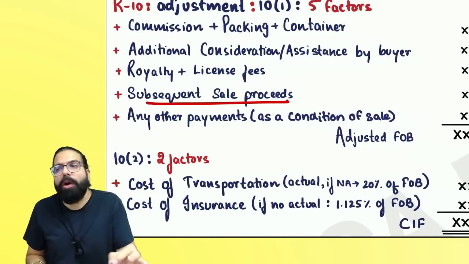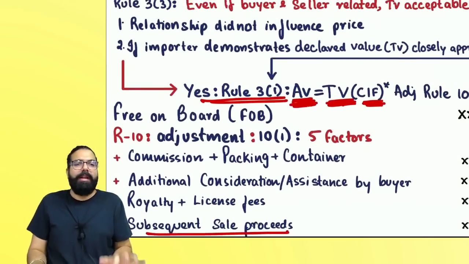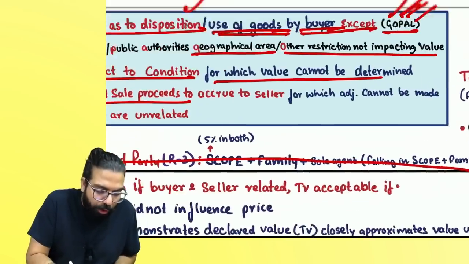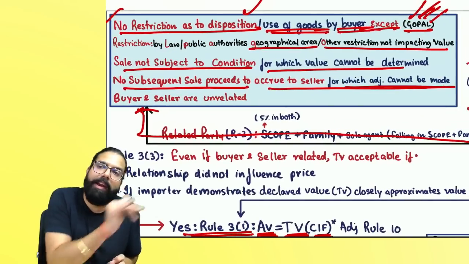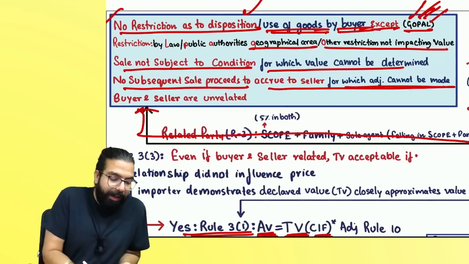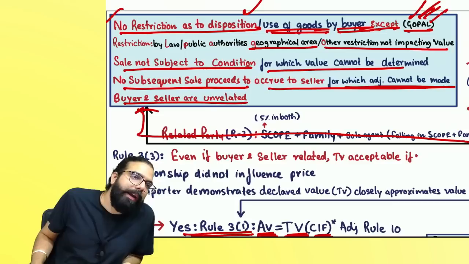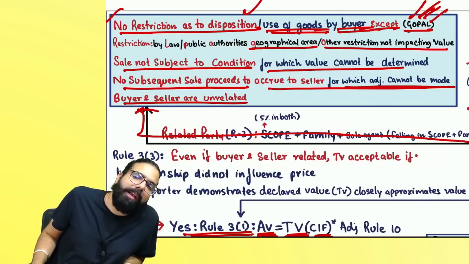But if the value could not be identified, what are you going to pay in the future? If the subsequent sale proceeds could not be identified, and adjustment cannot be made, then in that scenario the valuation rules will be applied. The next one is that buyer and seller should be unrelated. Only then will the transaction value become your assessable value.